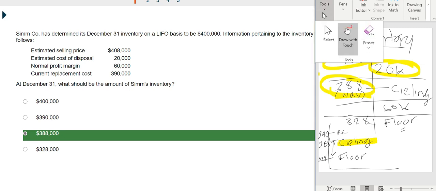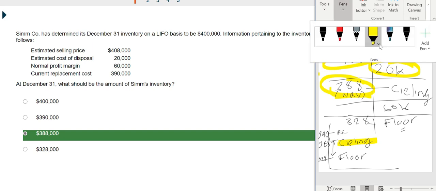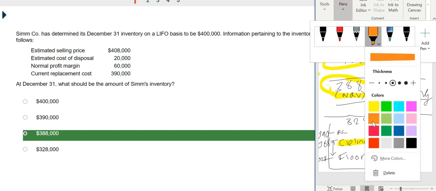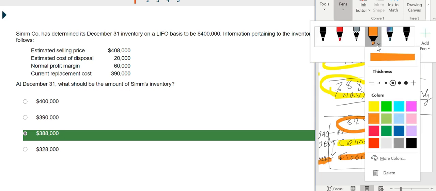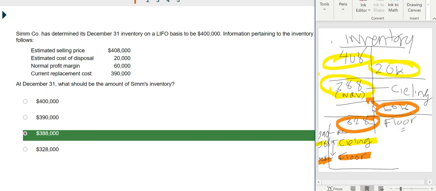Now they tell us we need to figure out the floor. So they tell us that we had a normal profit margin of 60,000. This is what we do. We subtract that 60K from the NRV, and then that leaves us with a 328 floor. Okay, so we have a 328 floor, and we have a 388 ceiling.